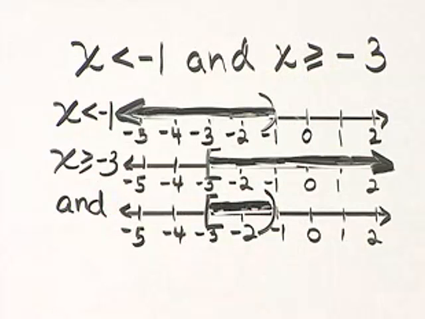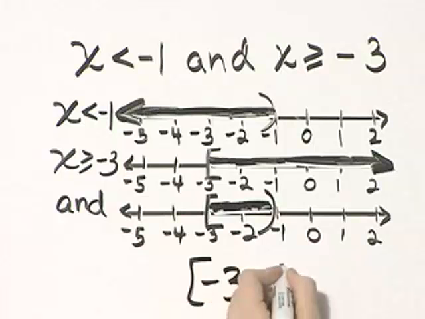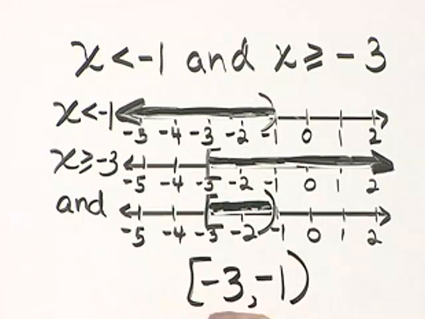So let's write down now what we've shaded. From negative 3 to negative 1 with a parenthesis. There are our solutions.